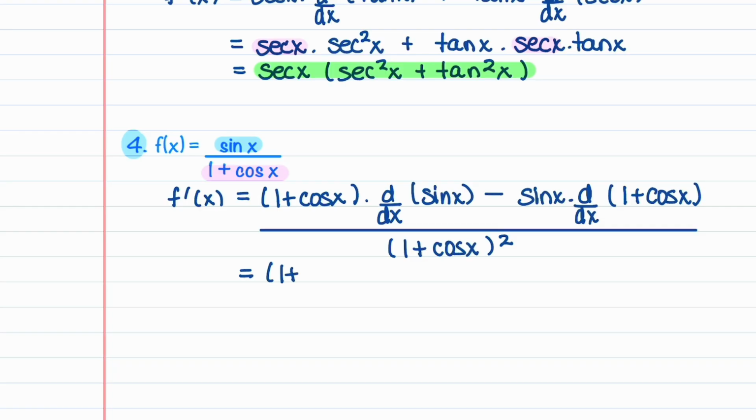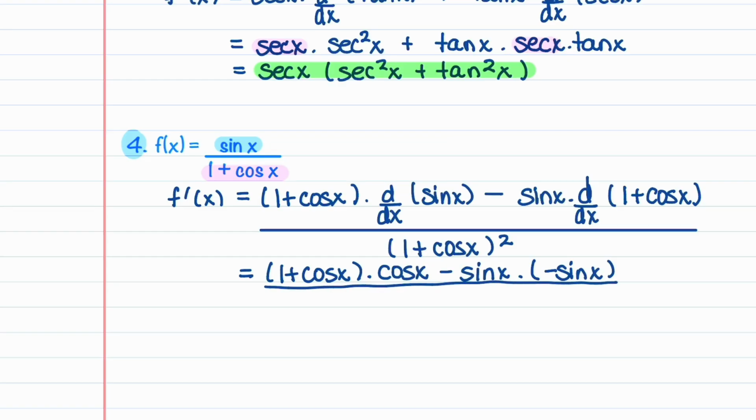This is 1 plus cosine x. The derivative of sine x is cosine x. And then we subtract off sine x times the derivative of 1 plus cosine x, which is just minus sine x. And all of this is divided by 1 plus cosine x quantity squared.